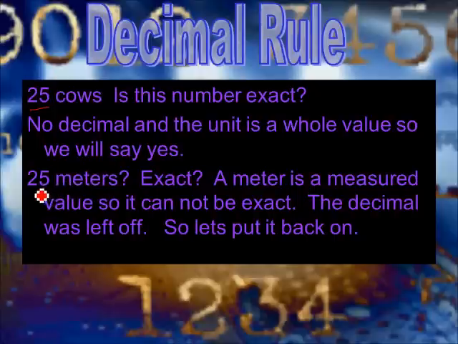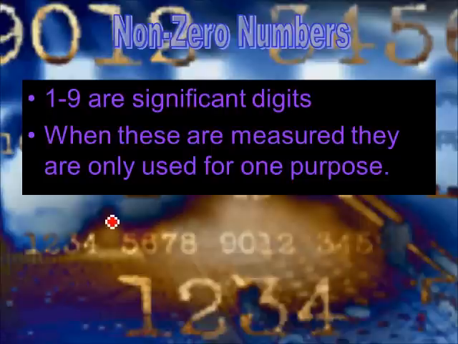So for another example here, 25 meters. Now there's no decimal point here, but a meter is never going to be an exact value. It's a distance measured with a tool. Therefore, we'll drop the decimal back in there. Exact value, measured value. The unit can very often tell you what's going on.